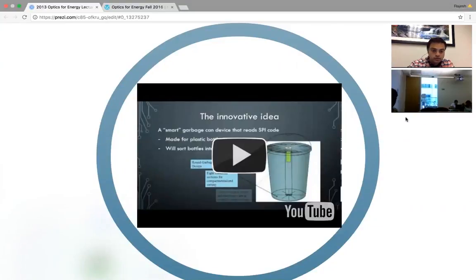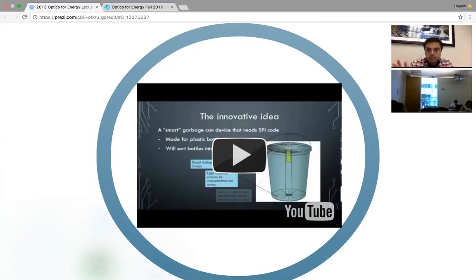Okay. Second, they presented an innovation idea. Okay, this is the way they're going to do it. They have the camera, they take a picture, they do some analysis, and this is how the machine would be. You know, they did some schematics and so on.